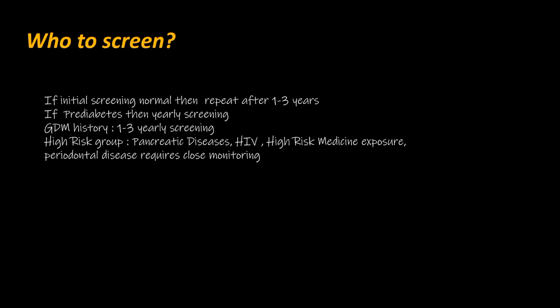If the initial screening is normal, then repeat after 1 to 3 years. If pre-diabetes, then yearly screening is required. With a history of gestational diabetes mellitus, then 1 to 3 yearly screening. High risk groups require close monitoring. These high risk groups include pancreatic disease, HIV, high risk medication exposure, and periodontal disease.